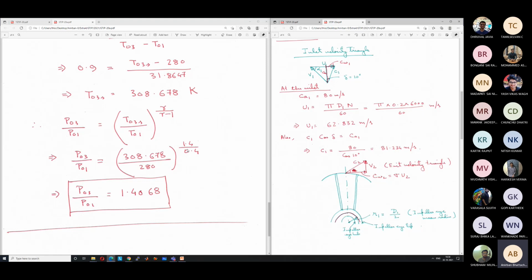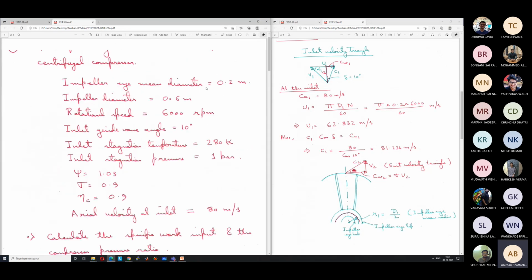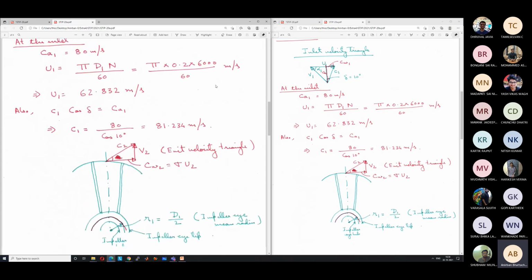I have given some assignments where you will get more realistic values. If you take a higher rotation, you can just do the problem with 20,000 RPM and see what values you get for pressure rise and work input. So this is how we can solve a numerical problem. This also includes the effect of the inlet guide vane. Similarly, you can see other effects also if you want.